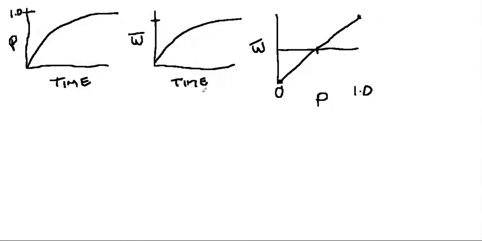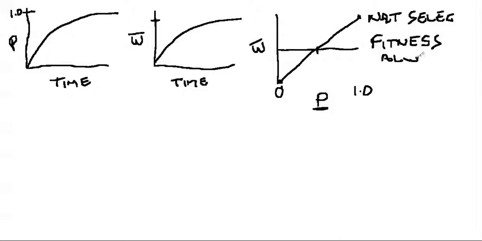So no matter where we are, no matter what our frequency of P is, over time it's going to have to increase. And it's going to have to increase because natural selection requires that fitness always increases.